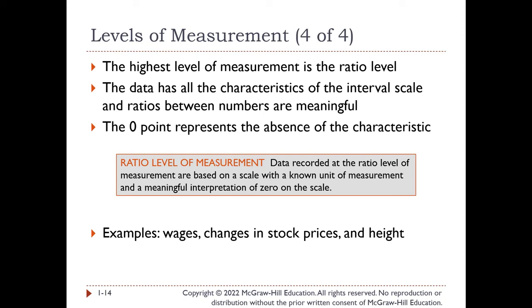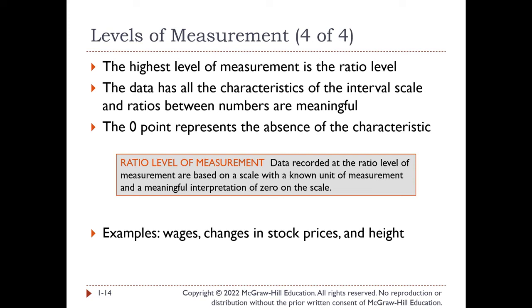So when we look at money as an example, if you have no money, you have $0. It means you lost the characteristic of money. You have nothing. And a wage of $50 per hour can be interpreted as twice as much as a wage of $25 per hour. Wow. So for the person that's working at $25 per hour, whoever's making $50 is making 2 times as much, or a 2 to 1 ratio.